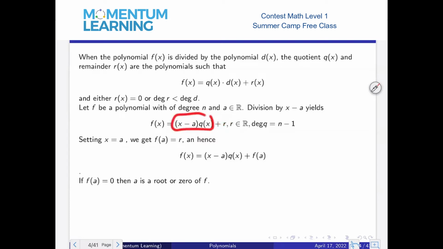And because we don't care about this, the easiest way to get rid of it, rather than finding what makes this 0, is to find what makes x minus a 0. And that is going to be when x equals a, right? So this is going to be gone when x is equal to a. Why? Because if you plug in a for x, then we get f of a is equal to a minus a times q of a plus, again, the remainder, we don't know what that is, let's say r of a. So a minus a is 0, so this is gone.